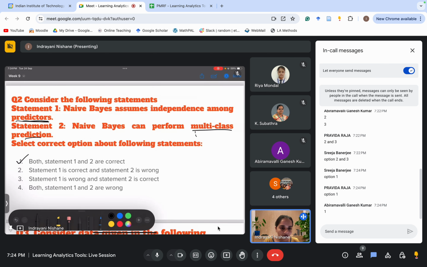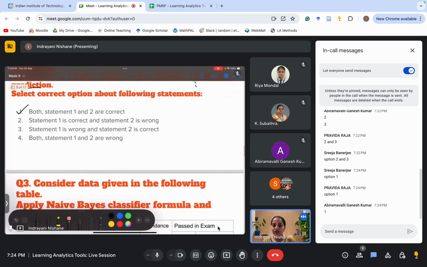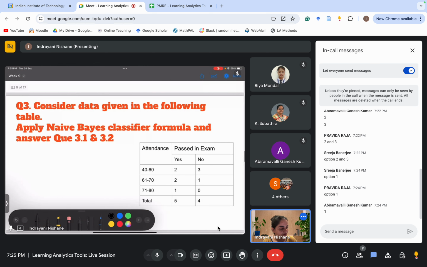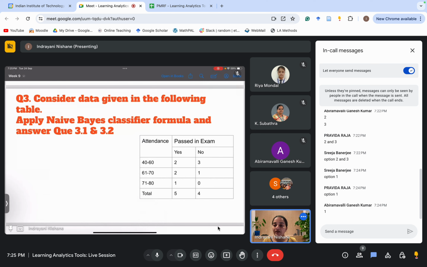So yeah, I got all the correct answers in the chat box. Option 1, that both the statements are correct, is correct. Now this is the data set which is given to us, and we are supposed to use the naive Bayes classifier formula for the next 2 questions.